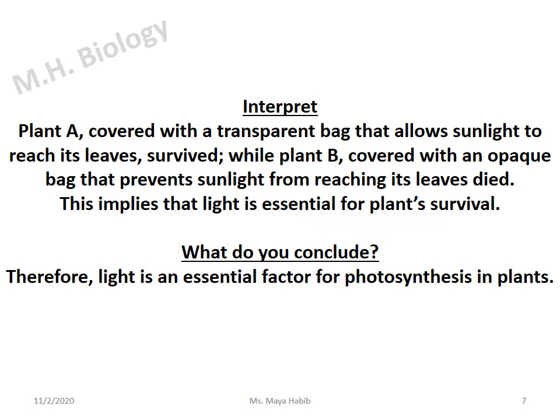Concerning the conclusion, the plant survival was used as an indicator of photosynthesis. And, yes, we have proven that light is essential for photosynthesis, since the plant needed light to undergo photosynthesis and survive. So, the conclusion would be that light is an essential factor for photosynthesis in plants, and this would be an answer to our posed problem.